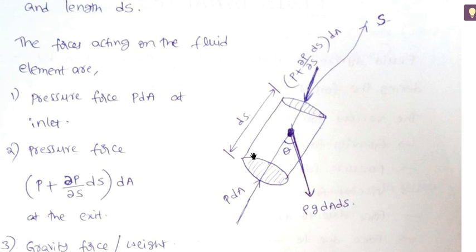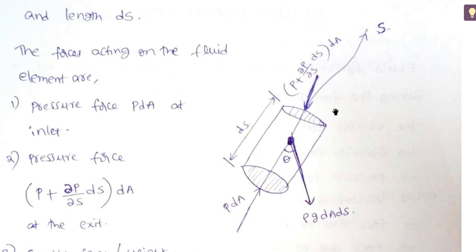At the inlet we have pressure force P times dA. dA represents small elemental area. Since we have considered a small elemental volume, this is the pressure force at the inlet. Similarly, this is the pressure force at the exit. The pressure may vary along the streamline. It may increase or decrease.